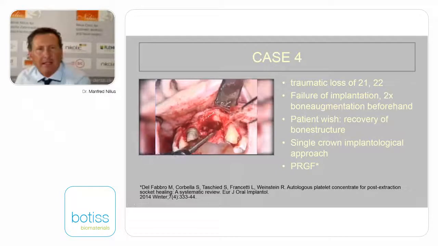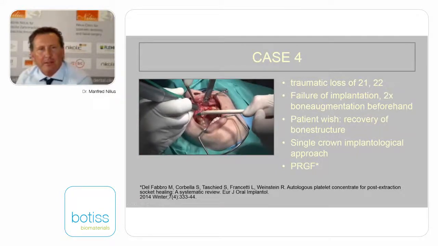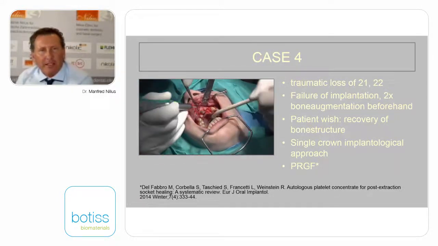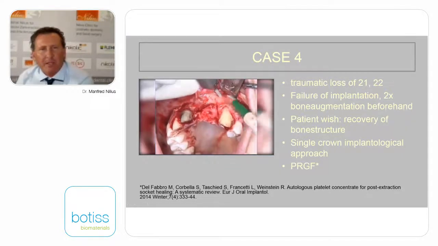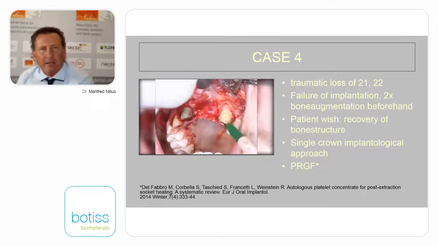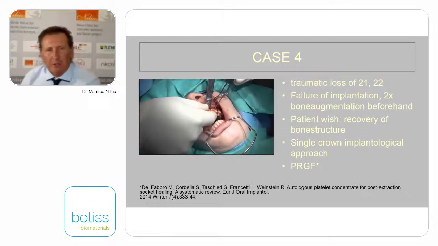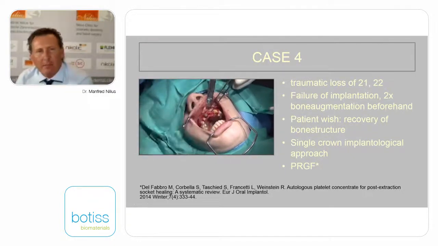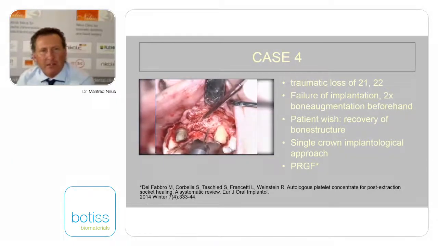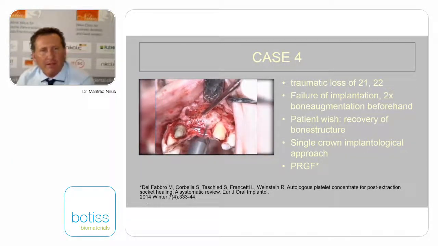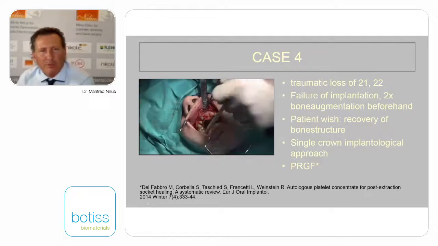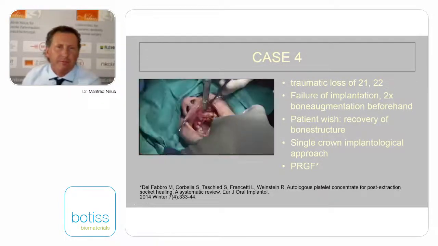This is scar, as you can see here, and the Bonebuilder is placed and conditioning the recipient side, make it bloody, and the nose is not far away here, so it's only 2 or 3 millimeters. Keeping in mind not to insert the screws too deep, not to have problems with the nose.